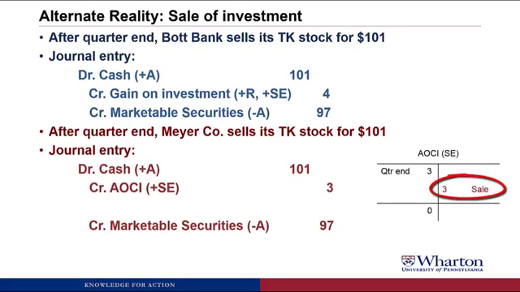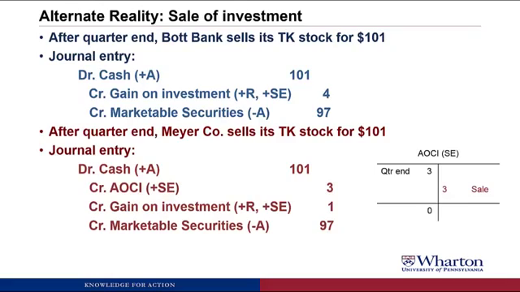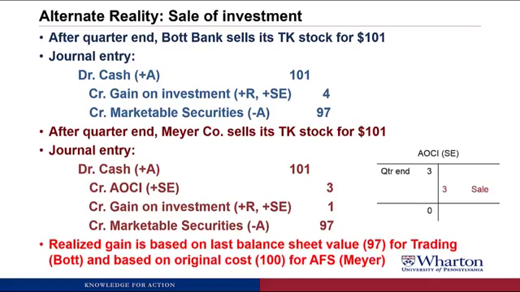So the way that we clear out this account is with a credit entry. The credit entry undoes the debit. Then we plug a gain on investment. This gain on investment is realized, so it goes on the income statement through retained earnings into stockholders' equity, and the gain equals 1, which is the same as it was in the last case. And that's because the realized gain is based on the original cost for AFS securities. So it's the same. We bought for 100, sold for 101, we get a gain of 1. What's different here is for trading securities, for Bott, the gain is based on the last balance sheet value. The last balance sheet value is 97, so we get a gain of 4 in this case.